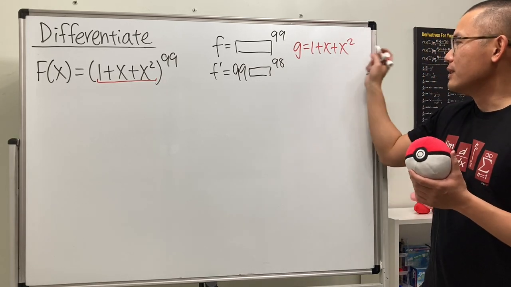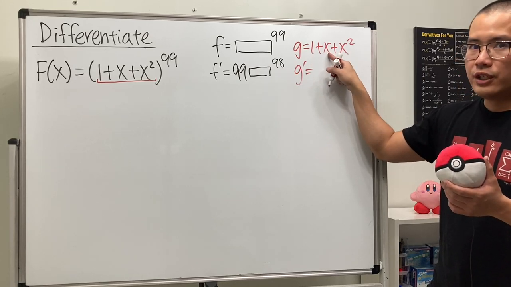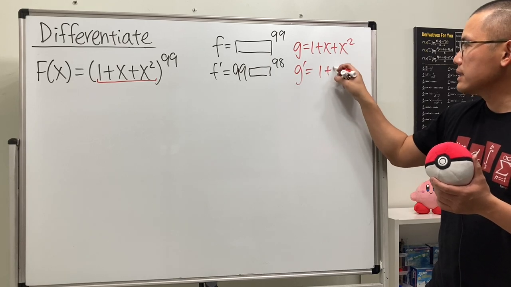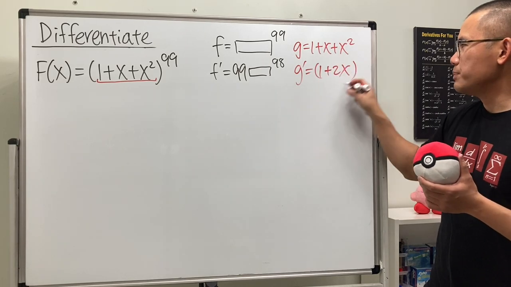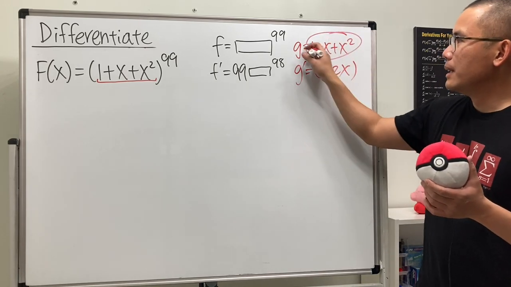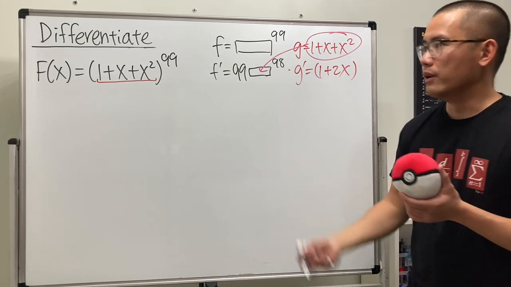And for this right here, just go ahead, differentiating 1 we get 0. Differentiating x, we get 1. Differentiating x squared, we get 2x. And it has two terms, so just be sure to use the parentheses. Now, take this, put it in the box, and multiply. That will be the construction of the chain rule, and that will be the answer.